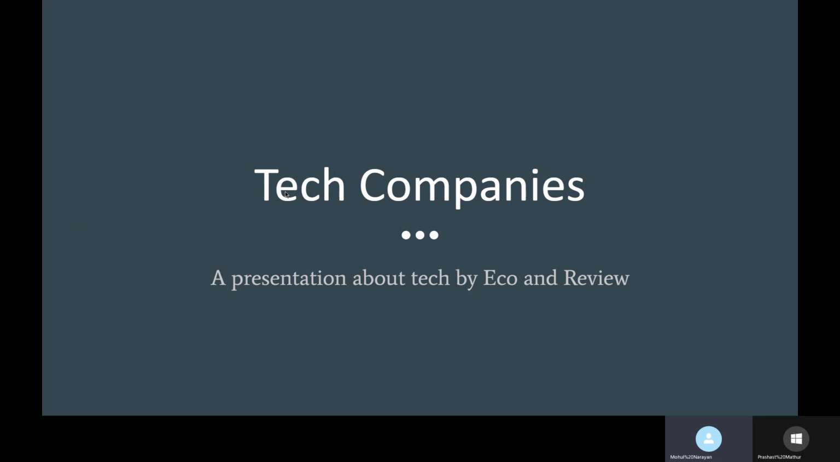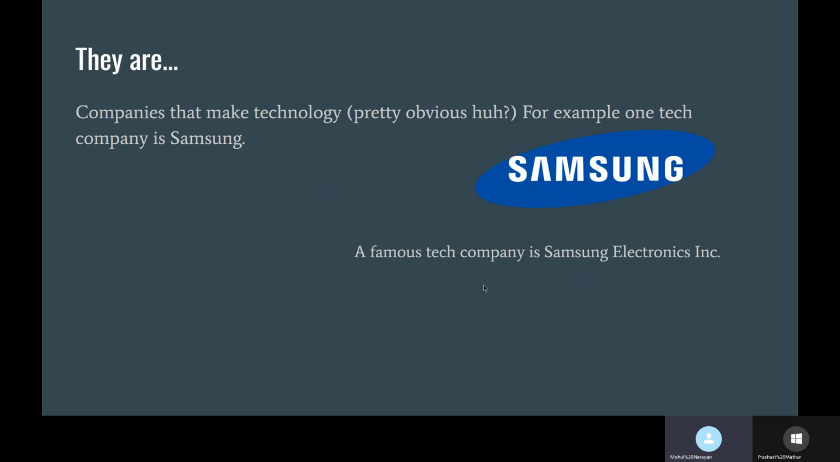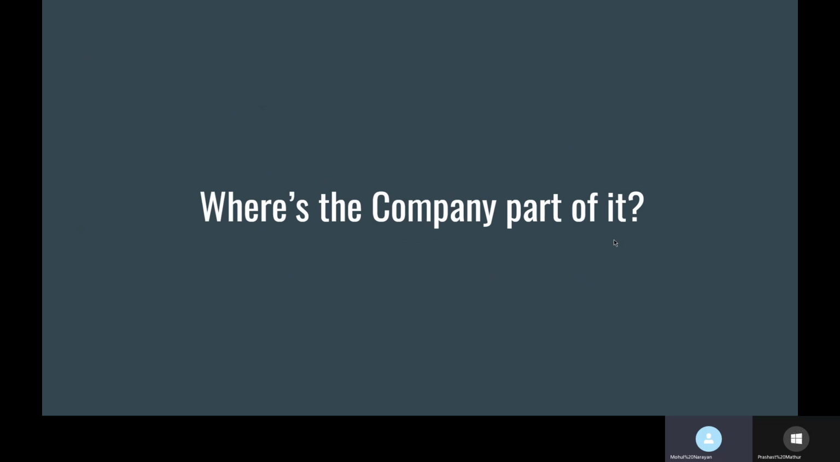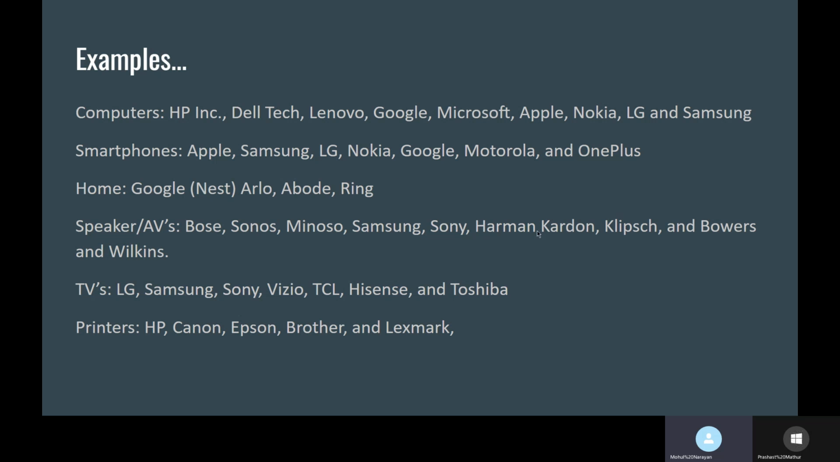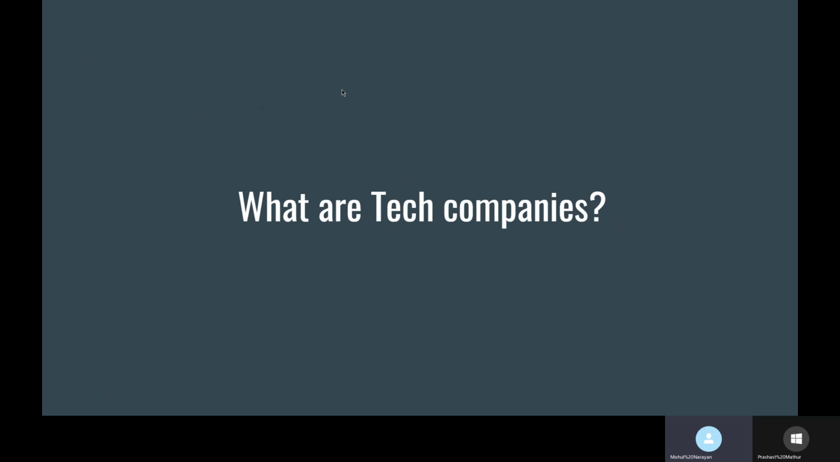Okay, so tech companies, for example, like we were talking about Harman Kardon. Harman Kardon is a speaker company. So they make technology for their speakers or different people's speakers. So that's how it's a tech company. There are many tech companies in the world. We couldn't really put all of them, but here are a few of them.